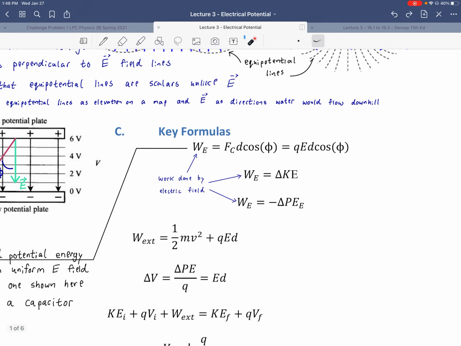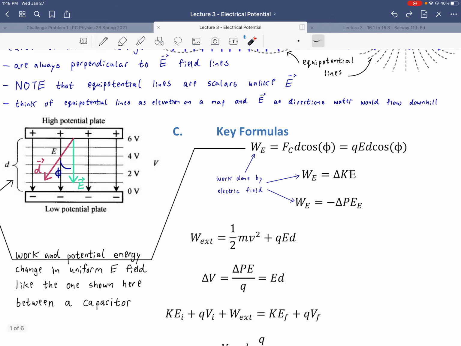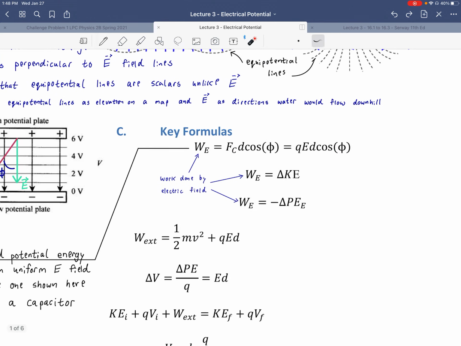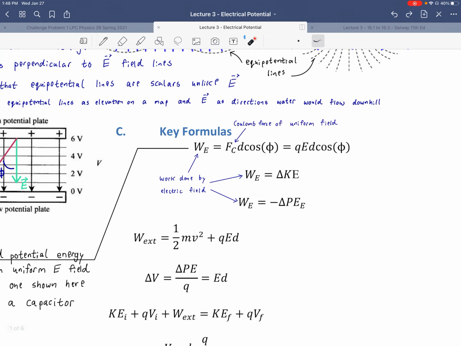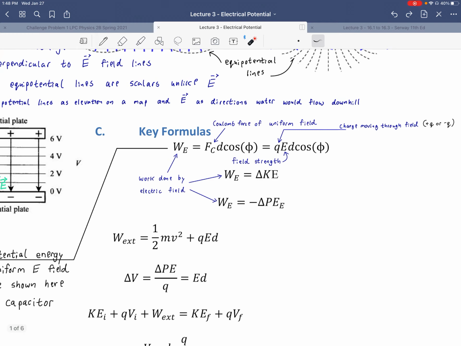And that means we can simply use the definition of work as the force, the displacement, and cosine of the angle between the two. And let's go ahead and label those variables. So F sub C is the Coulomb force of the uniform field. The field strength is E. The charge moving through the field is Q. And d is the displacement within the field. And last, theta is the angle between the displacement vector and the electric field vector.